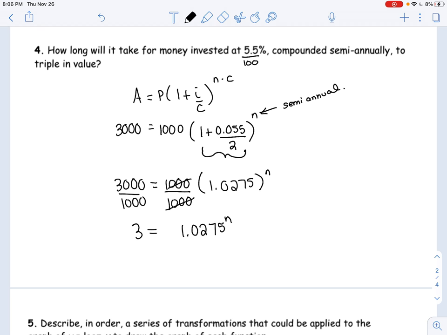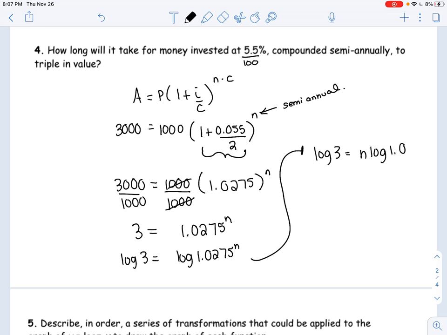And now I'm going to put log on both sides. So this is just another technique for solving. I can still solve by changing it to a logarithm itself, or I can just put log on both sides, just for practice. Next, we always bring the powers in front. So the power of n is going to become a coefficient. And we're going to divide both sides by log 1.0275.